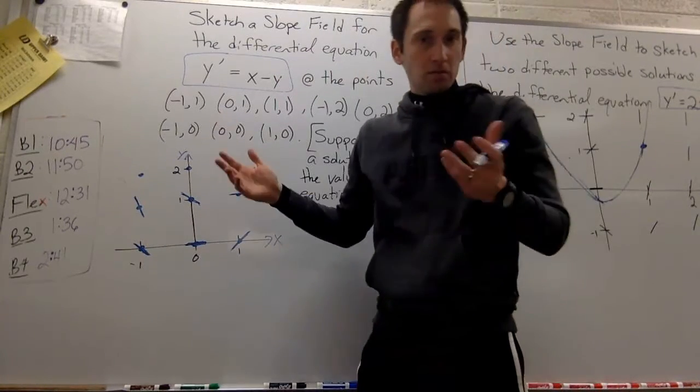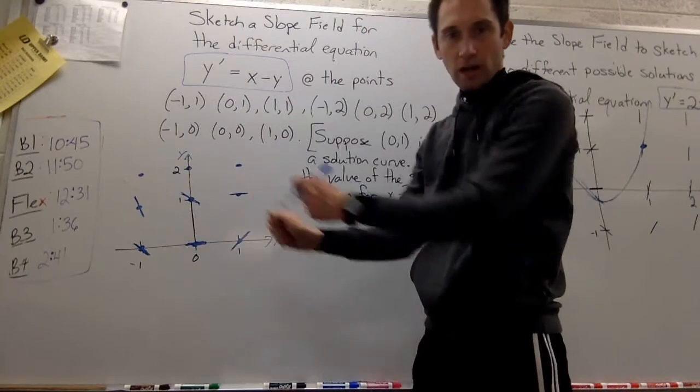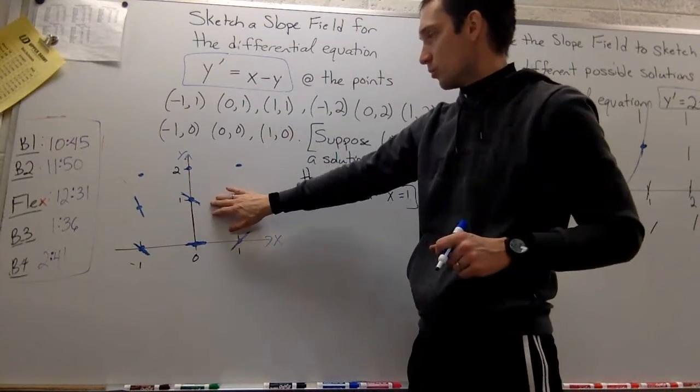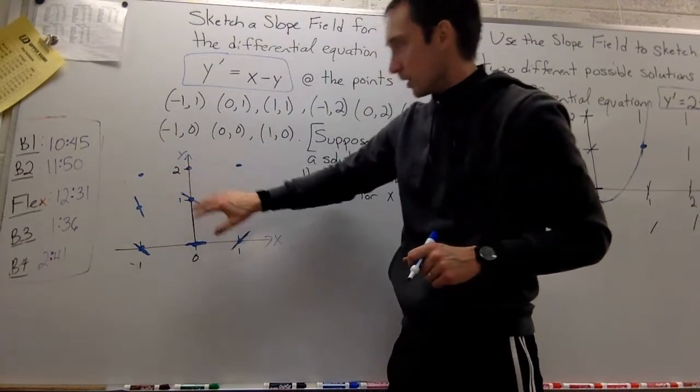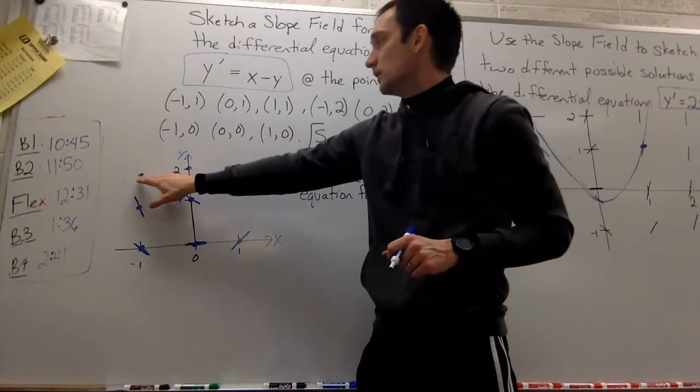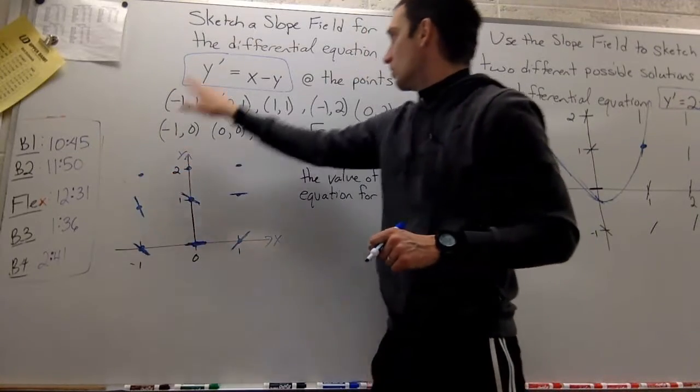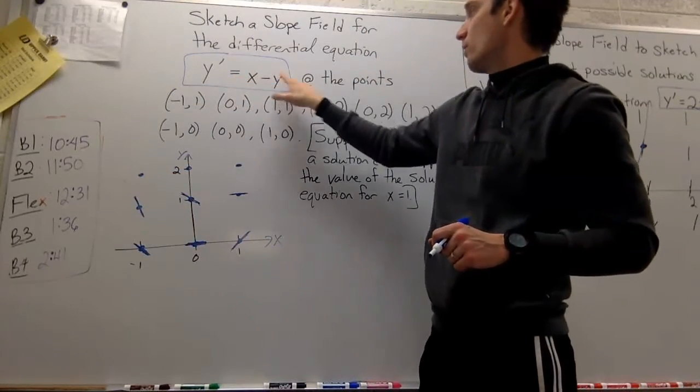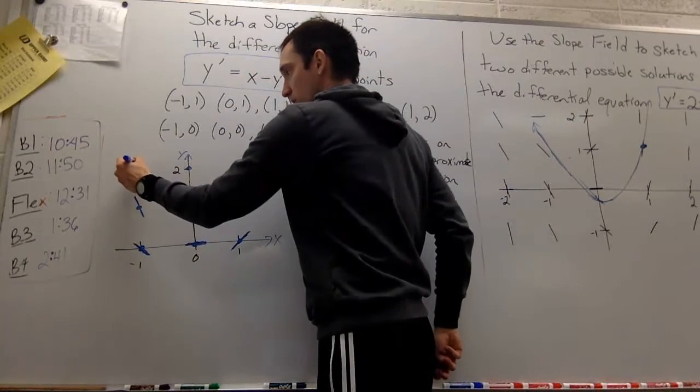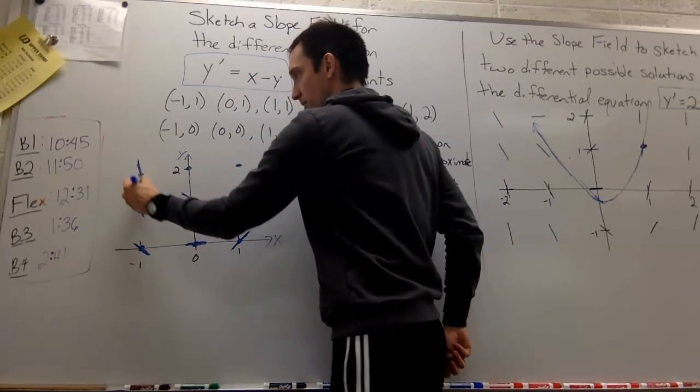I might have overdone it. It's hard to do this. It helps to have a ruler, actually, and line it up with other points so you can try to really get it right. All right, finally, negative 1 comma 2. Plug it in here. Negative 1 minus 2 is negative 3, so that should be even steeper. So you have a slope of negative 3.